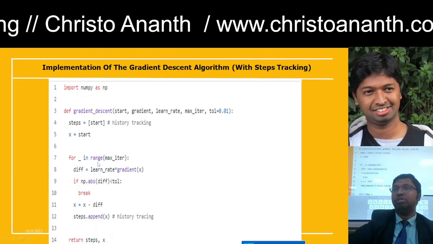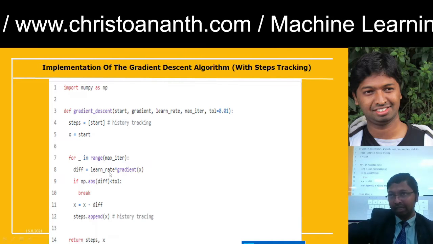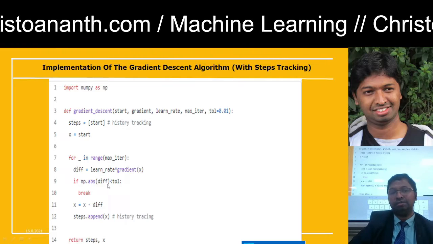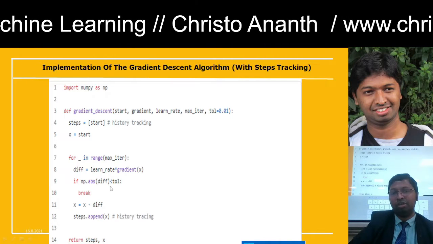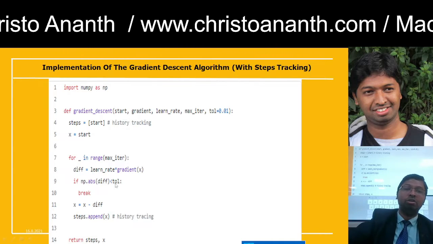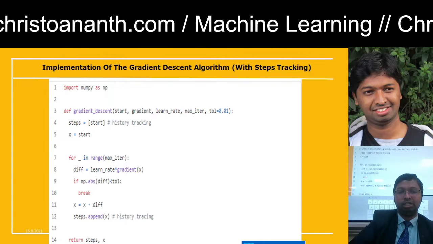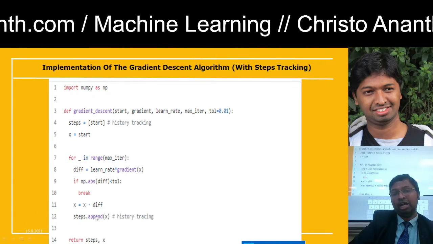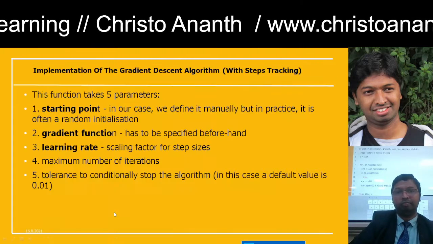For in range, you are specifying the maximum iteration. So difference equals learning rate multiplied by gradient of x, and if np.abs, the absolute value of difference, is less than the tolerance, then you break. Then you go with x is equal to x minus difference. Then you append the history tracing statement: steps.append of x, and you return the steps comma x.